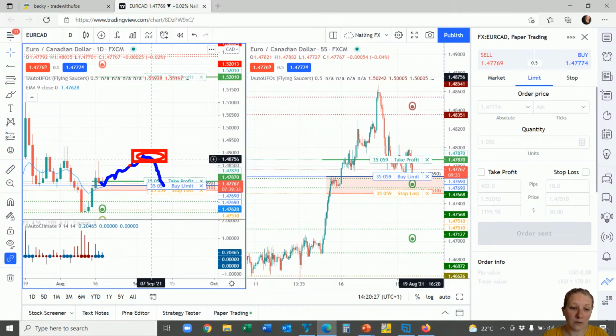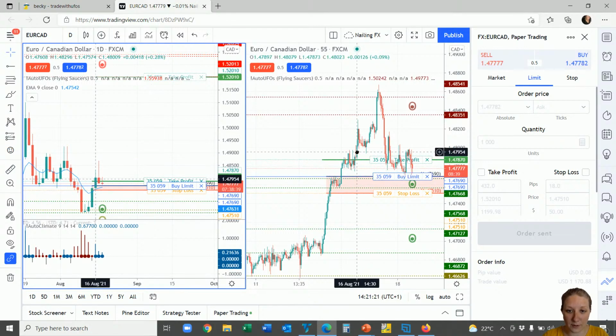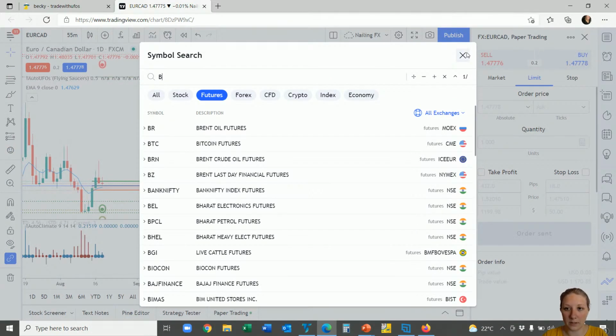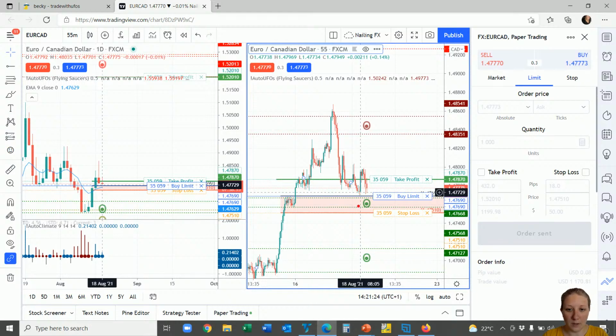You could also trail your stop behind new UFOs that are formed. So let's say, for example, price moves up. My screen is flashing at me, by the way, guys, so sorry if I seem distracted.